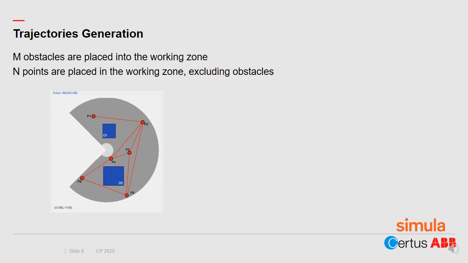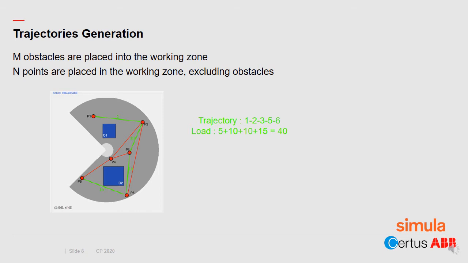Here you have an example of the trajectory generation. So inside the working space you have 6 points and 2 obstacles. And the goal will be to find a trajectory going from the starting point P1 to the ending point P6. For example, you can have this trajectory going from P1 to P6 through P2, 3, and 5. And the load of this trajectory is 40. The load is the sum of individual load on each edge of the trajectory. So in this case, 5 plus 10 plus 10 plus 15.